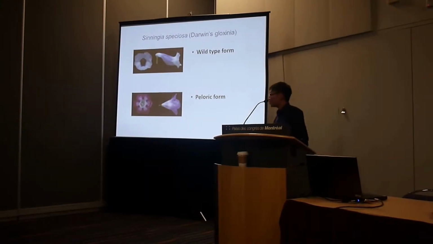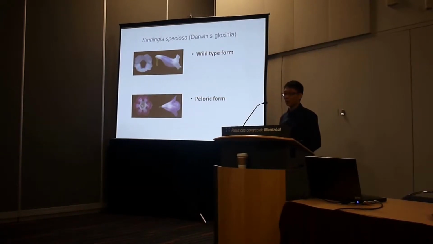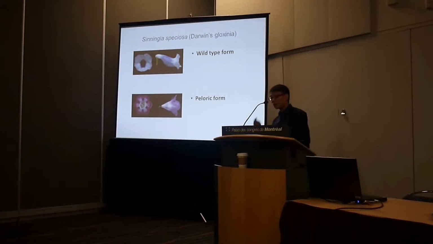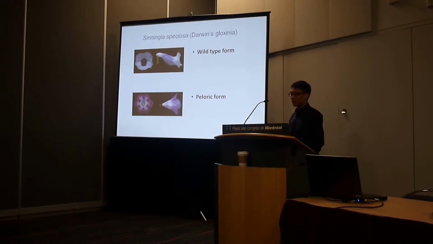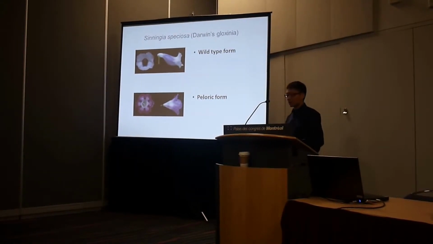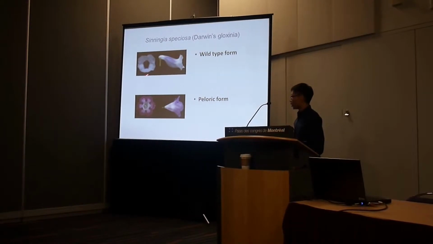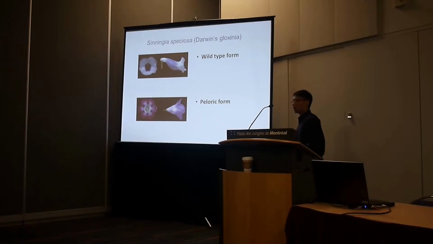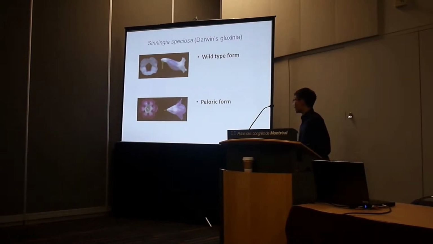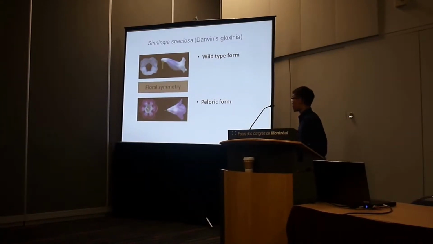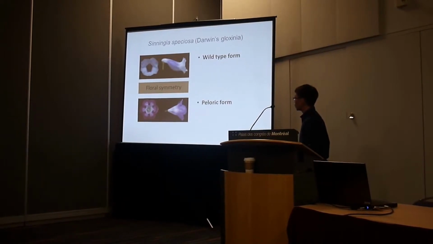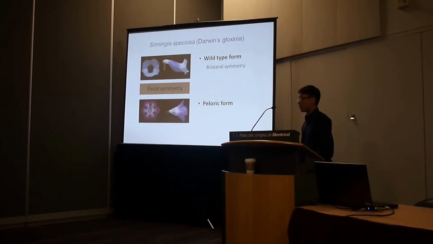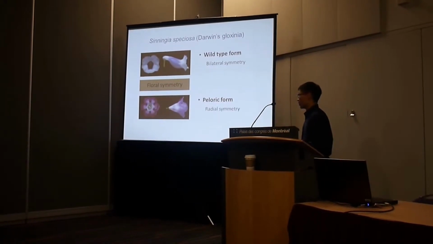So we chose Sinningia speciosa as the samples of our research. Sinningia speciosa, also called Gloxinia, is a kind of flower. This species has two types of flower with distinct floral shape. One is the wild type form, and the other one is the peloric form. As you can see in this picture, the most significant difference in shape between them is the floral symmetry. The wild type form belongs to bilateral symmetry, and the peloric form belongs to radial symmetry.